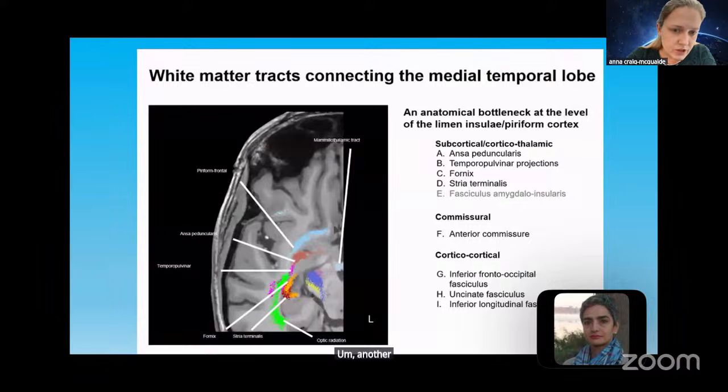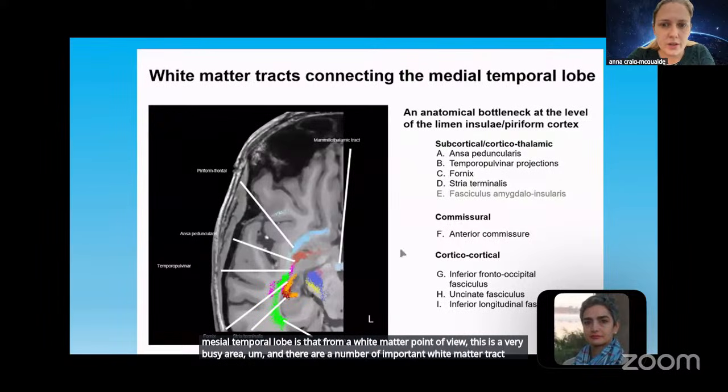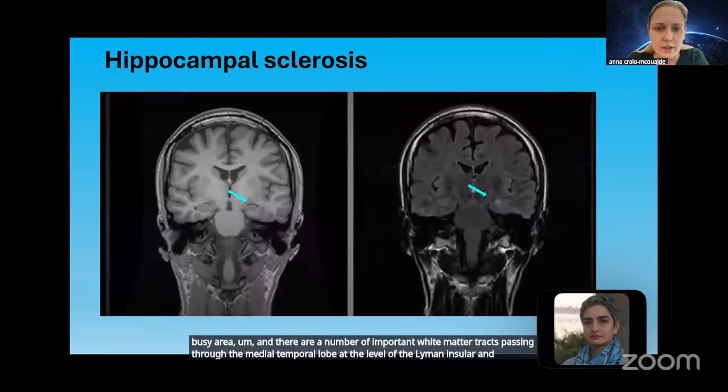Another thing to mention, of course, about the radiological anatomy of the mesial temporal lobe is that from a white matter point of view, this is a very busy area, and there are a number of important white matter tracts passing through the mesial temporal lobe at the level of the limen insulae and the piriform cortex.